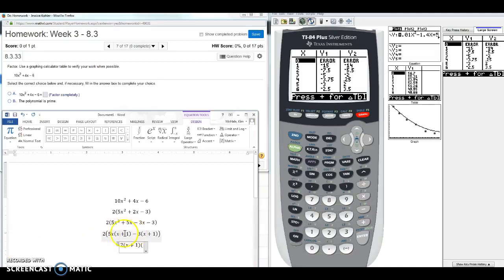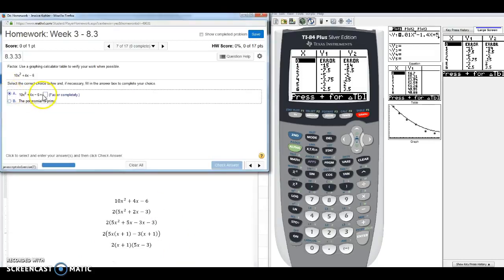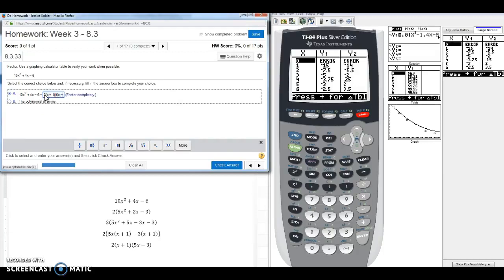In the first term, when I factor out an x plus 1, I'm going to be left with a 5x. And in the second term, when I factor an x plus 1, I'm going to be left with a minus 3. And I have completely factored this polynomial. Let's go enter that and see how that looks. So I have a 2, I have an x plus 1, and I have a 5x minus 3.